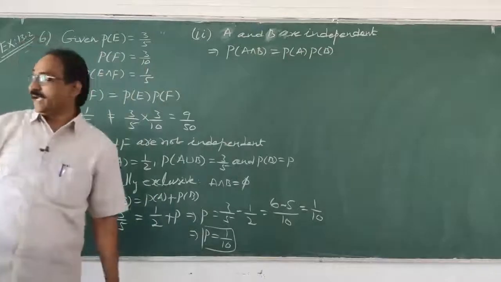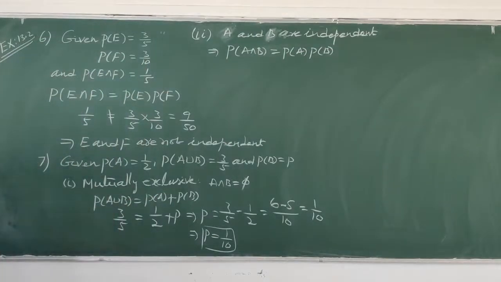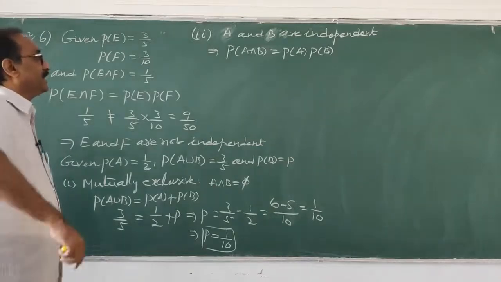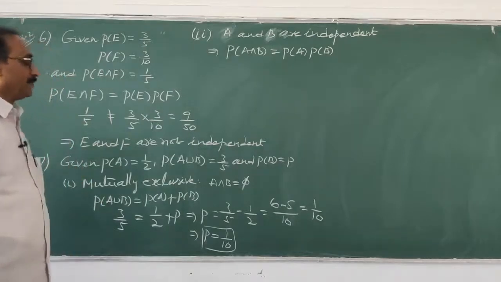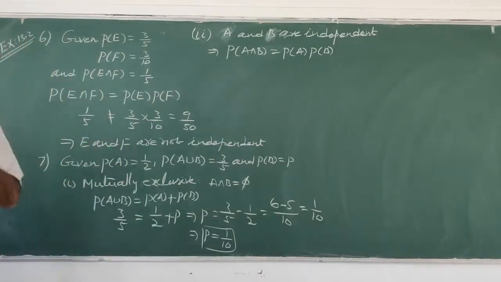Correct or not? The question says the first option is mutually exclusive, and the second option is independent. If A and B are independent, then he is asking how much will P of A intersection B be. That is the question now. So the first bit, mutually exclusive, we already did, and for the second bit we have to see what is given.